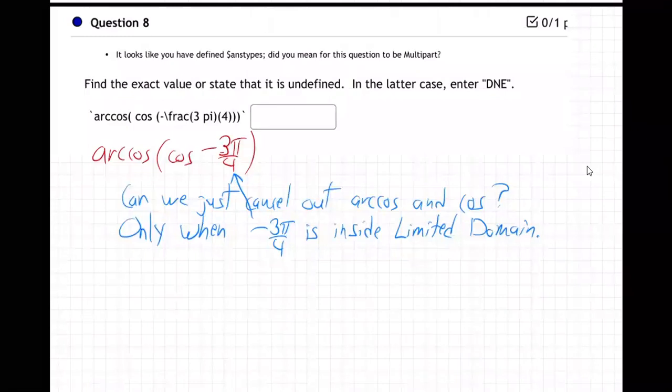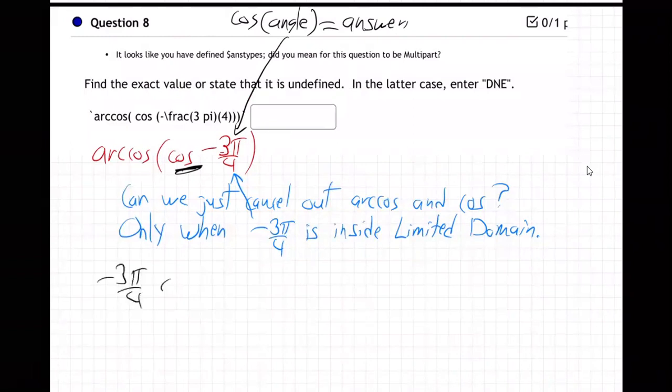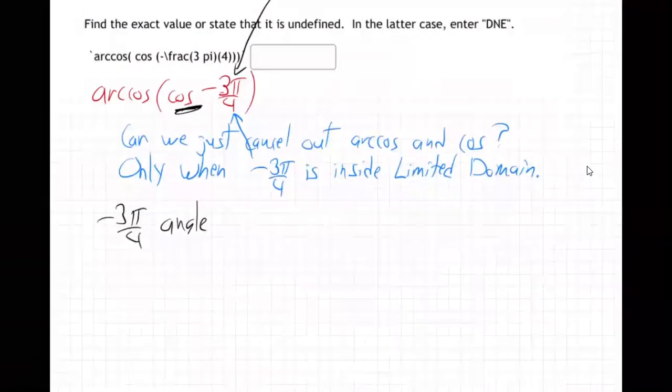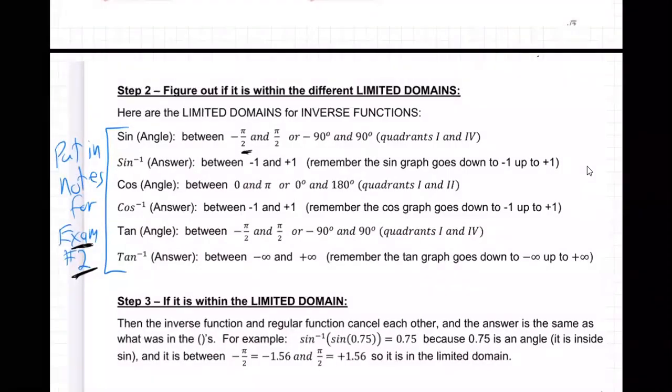This right here, because it's inside of a cosine. So inside of a normal cosine function, we put angles, don't we? And get out answers. And so this is an angle. So negative 3 pi over 4 is an angle. So let's go look at the limited domain for angles for cosine. So cosine angle, this is limited domain, between 0 and pi. Remember, he goes 0 to pi for the inverse cosine. So the angles have to be 0 to pi.